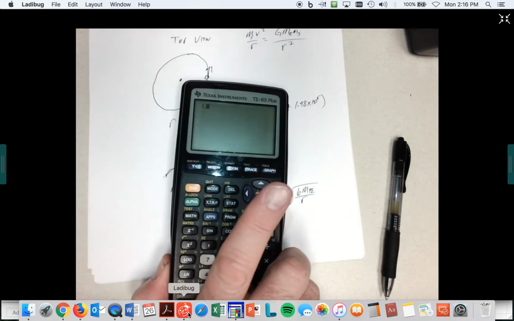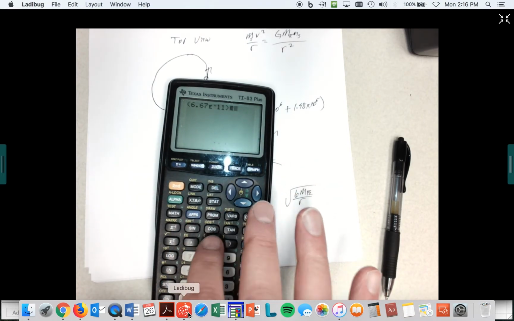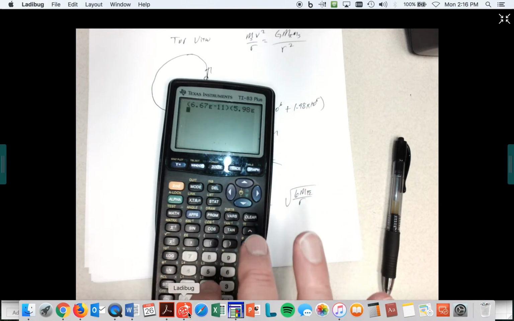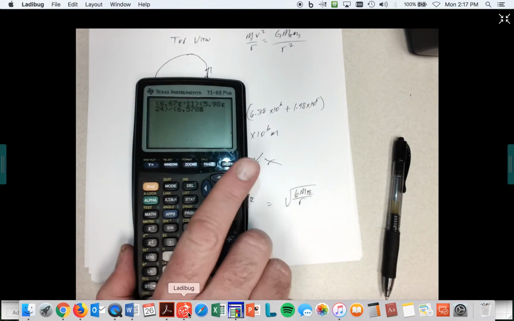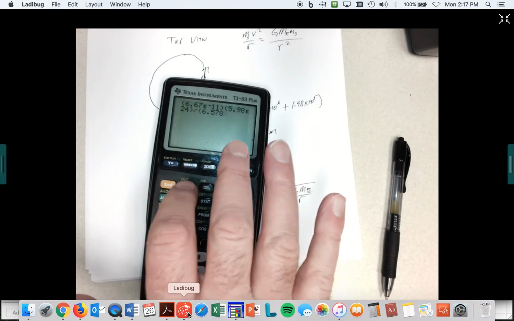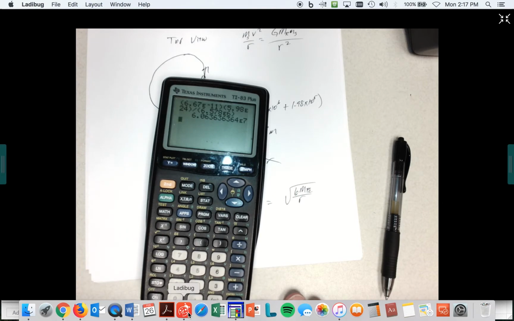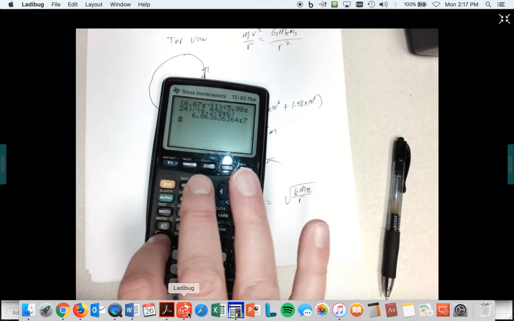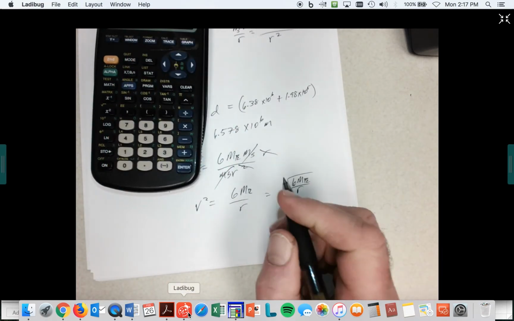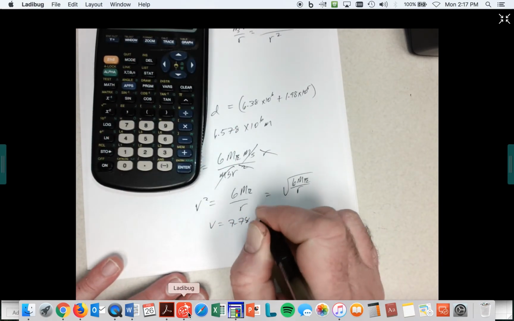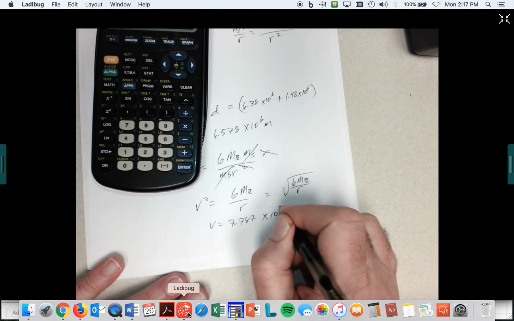So we've got 6.67 times 10 to the negative 11, times the mass of the Earth, 5.98 times 10 to the 24th, divided by 6.578 times 10 to the 6th. That's really fast, but I'm going to take the square root of that. 7.787 times 10 to the 3rd meters per second.